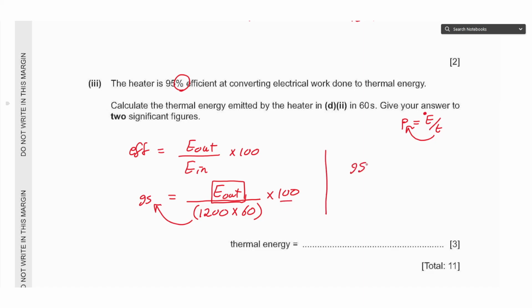So we have 95 times 1200 times 60, and then we divide by 100 to get the answer, which is 6.84 times 10 to the power of 4 joules. Or we can approximate it to 6.8 times 10 to the power of 4 joules.